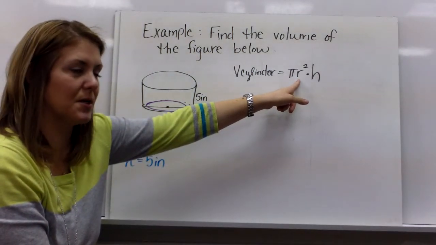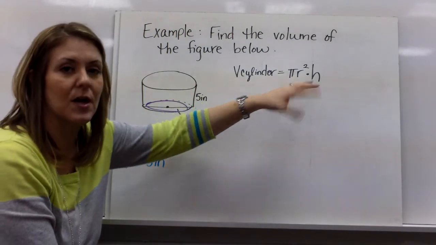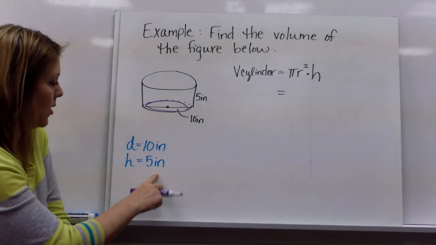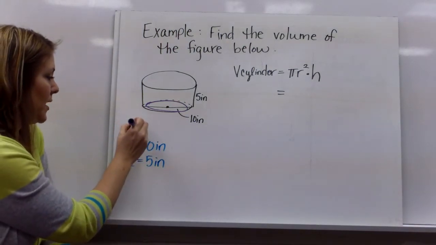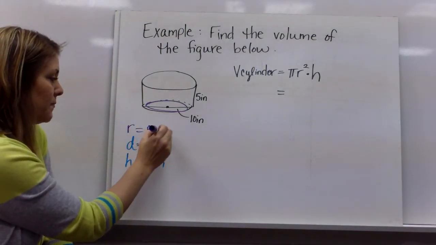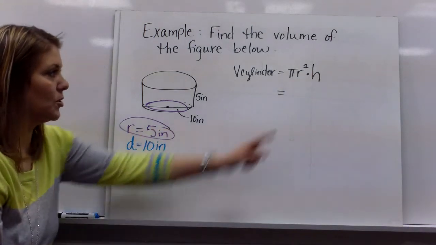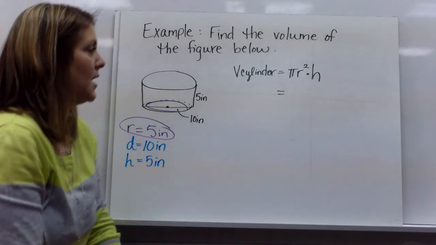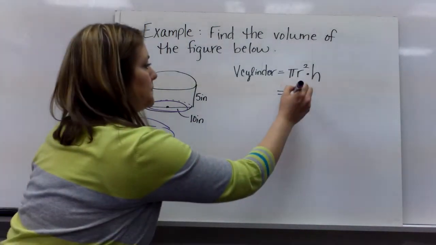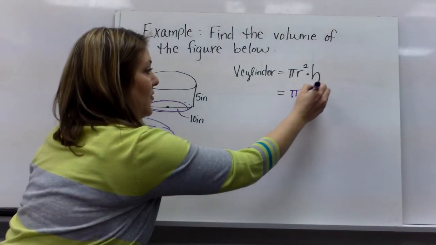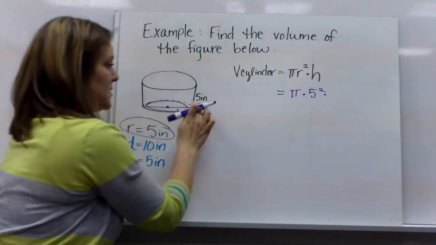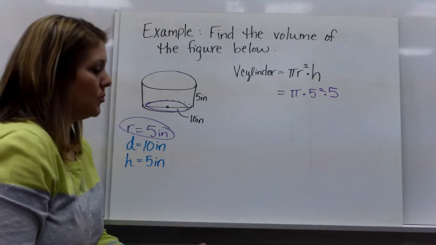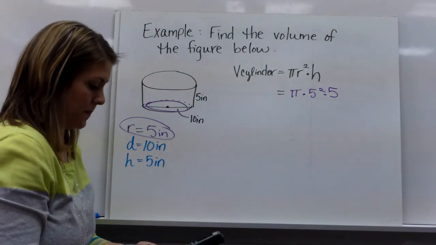So sometimes you're not going to be given that radius directly. You're going to have to do a simple step to find out what that radius will be. So in this example, if the diameter is 10, the radius is going to be 5. This is the measurement we're going to use for our formula. So we're going to do pi r squared times the height. So that's going to be pi times 5 squared times the height, which is 5. Again, you can use the pi button or 3.14.